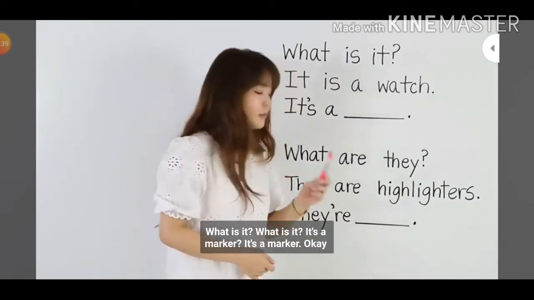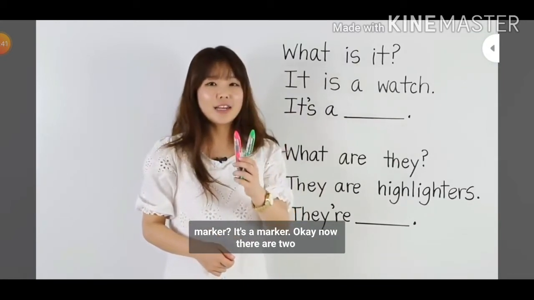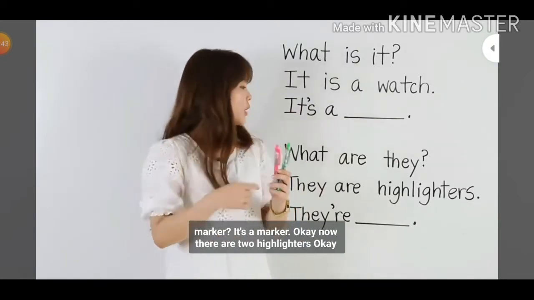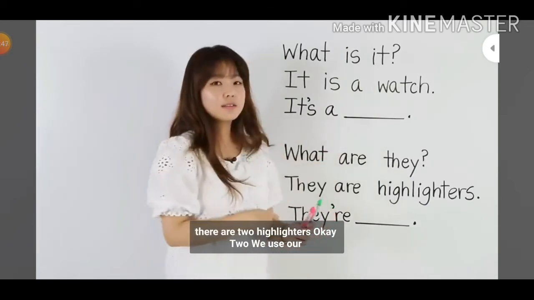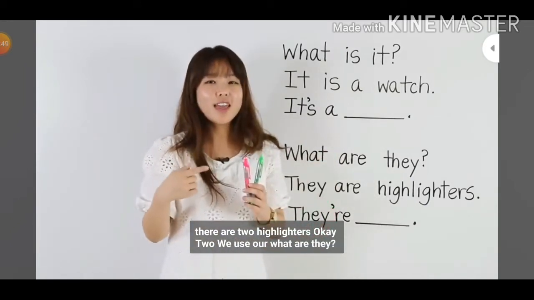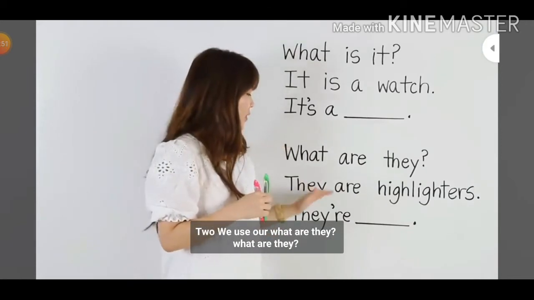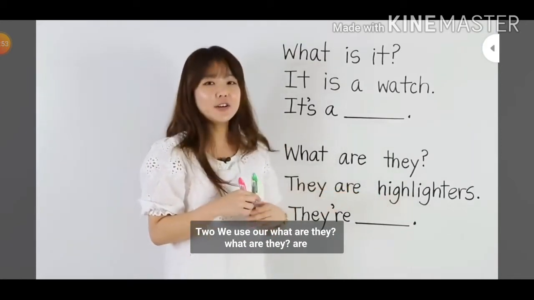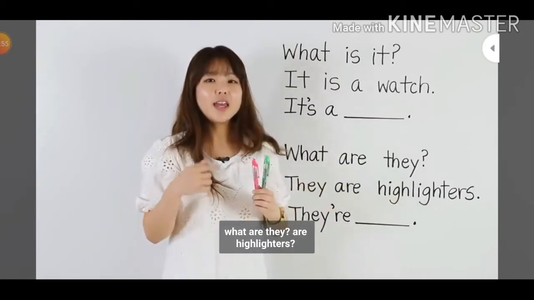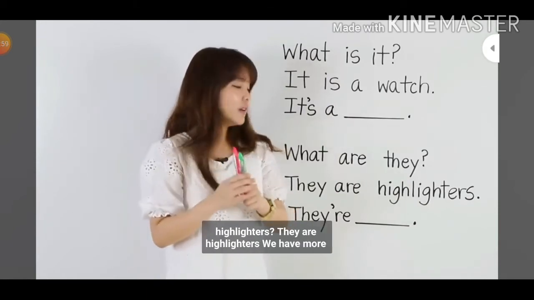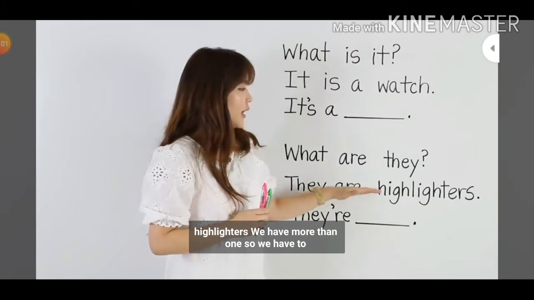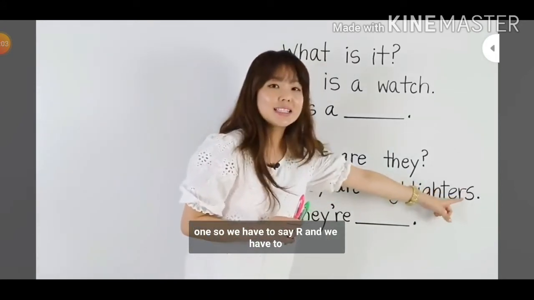Okay, now there are two highlighters. Okay, two. We use are. What are they? They are highlighters. We have more than one, so we have to say are, and we have to put an S at the end.